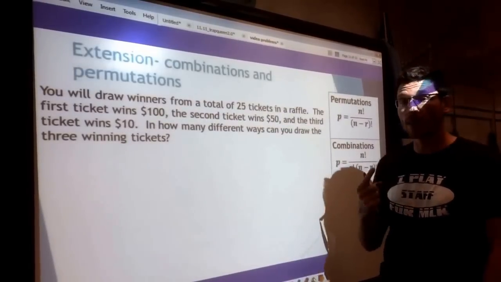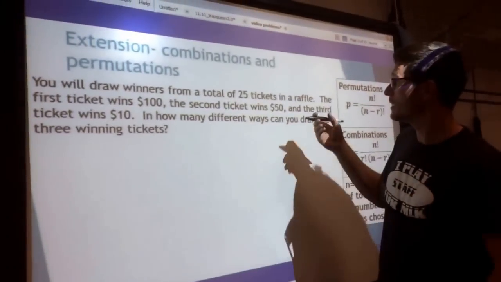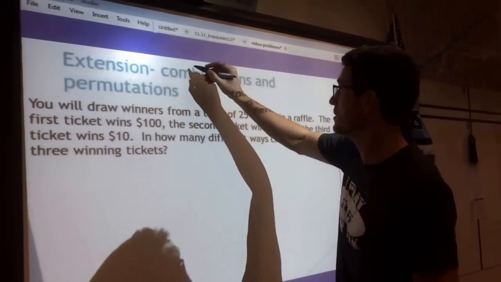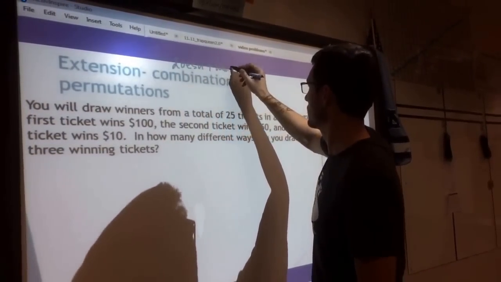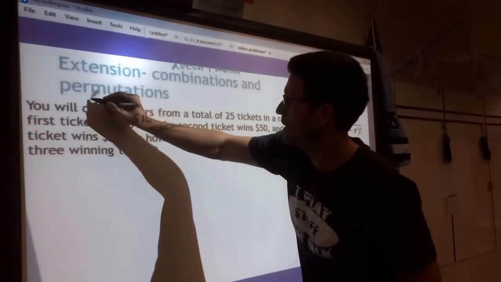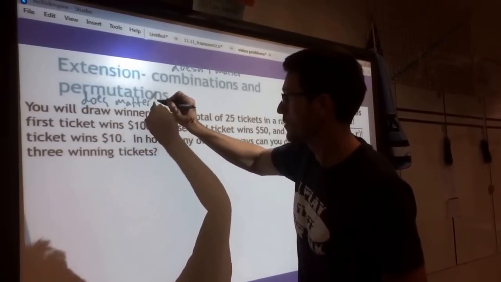All right, guys, one last example. And once again, the biggest challenge with these problems is deciding, does the order matter? With combinations, the order does not matter. And with permutations, the order does matter. So let's take a look at this problem.